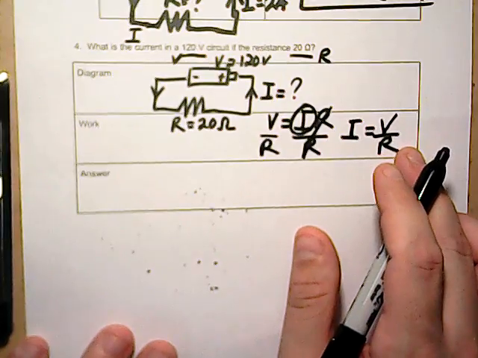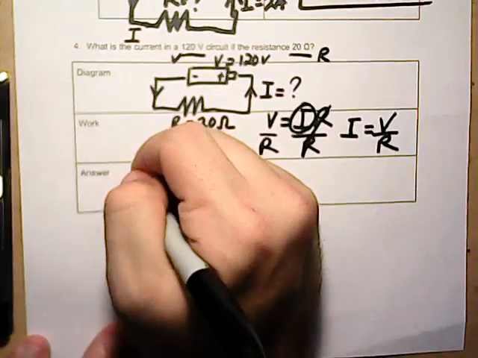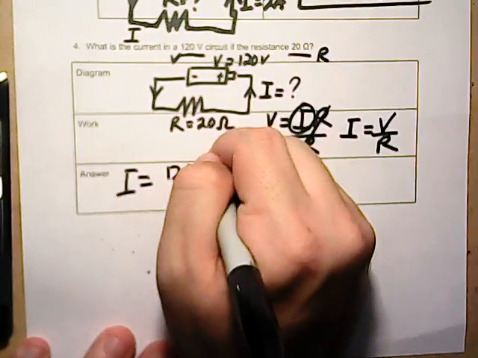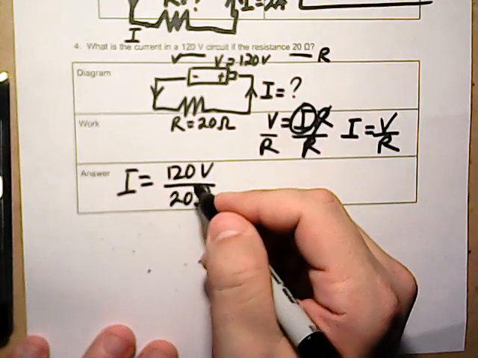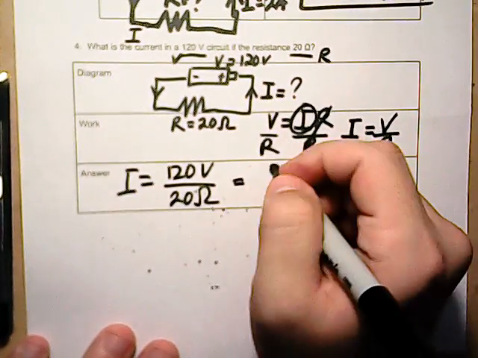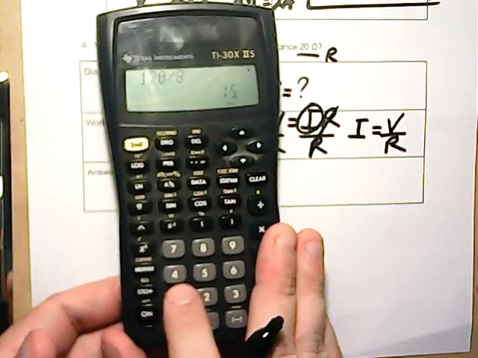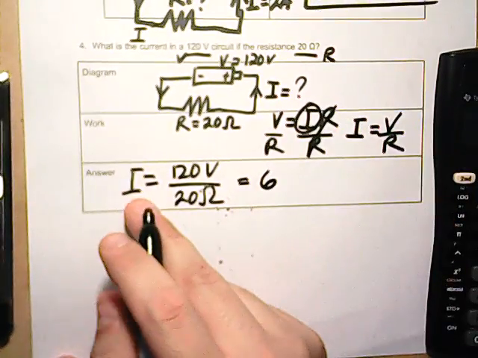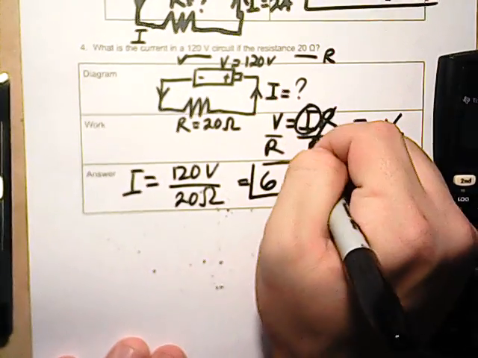This is going to be what we're doing for our answer, so it's going to bleed over to our work. I is equal to our V, which was 120 volts, divided by our R, our resistance, which is 20 ohms. 120 divided by 20 is 6. And since we're looking for I, our current, our answer is going to be 6 amps. And that's it.